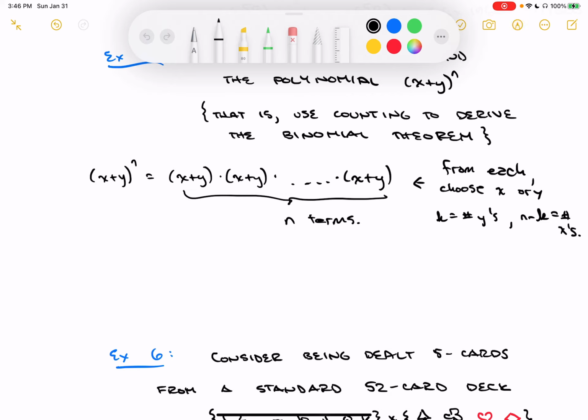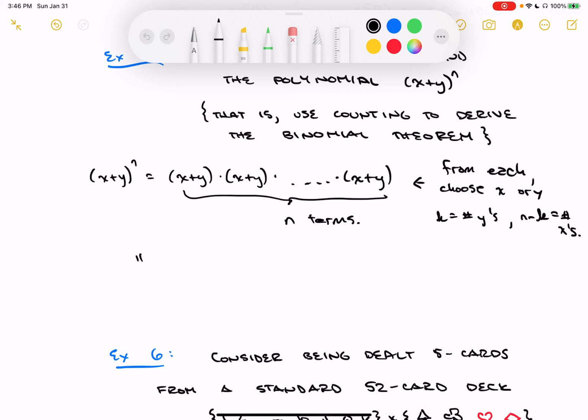So I go through and I choose an x or a y. If I count up all the y's that I chose, that would be some number k, and the total minus that is going to be the number of x's, because you can either choose one or the other. That's it. Okay, well, how many different ways are there for me to choose k y's out of all of these different terms? So the total number of terms here is n, and I'm trying to choose k y's.